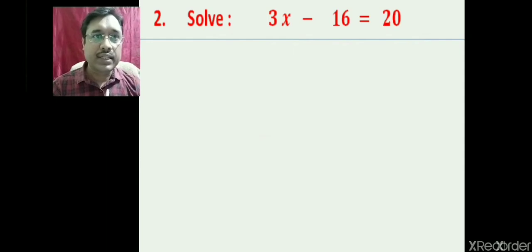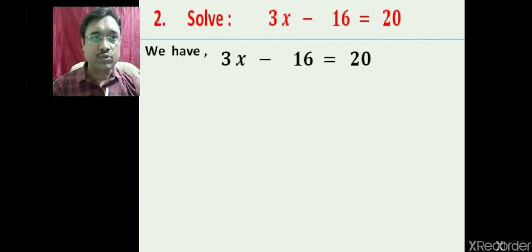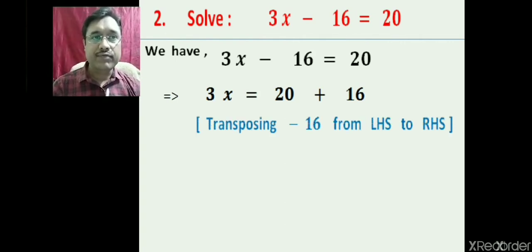Now the second one is 3x minus 16 equals 20. Here you transpose this minus 16 from LHS to RHS. Then it becomes 3x equals 20 plus 16. So we have 3x minus 16 equals 20, then we can write 3x equals 20 plus 16. This step is transposing minus 16 from LHS to RHS. So on that side it will be plus 16.